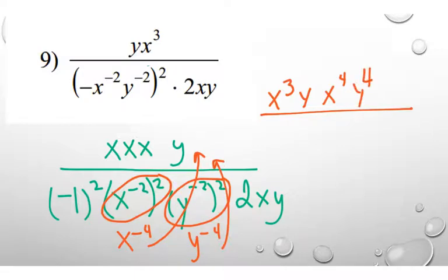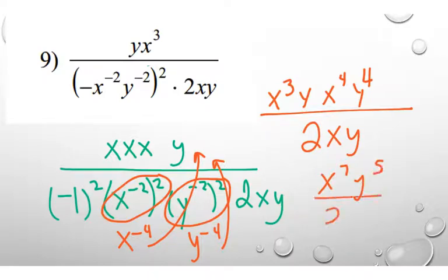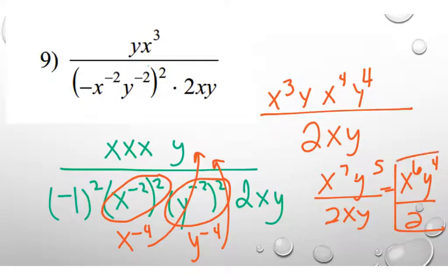And then I've got negative 1 squared, which is 1, times 2, and then xy on the bottom. So simplifying everything, I'm going to have x to the 7th, y to the 5th, over 2xy. And then I'm going to simplify by canceling common factors. So I'll be left with x to the 6th, y to the 4th, over 2. And that's going to be my answer.